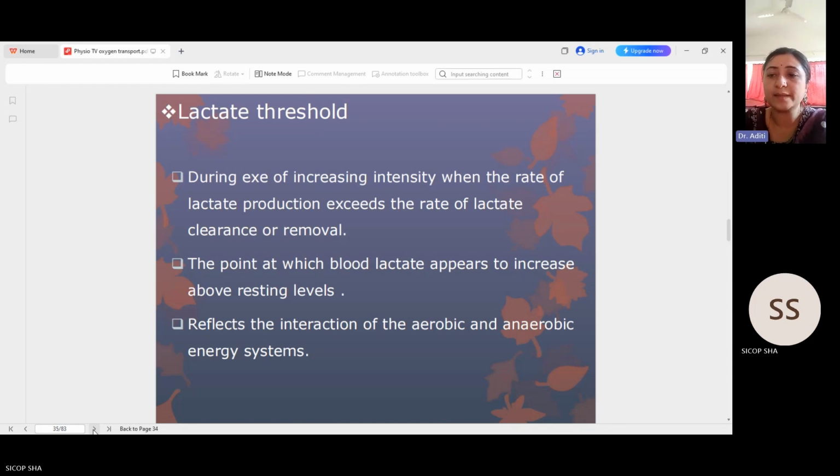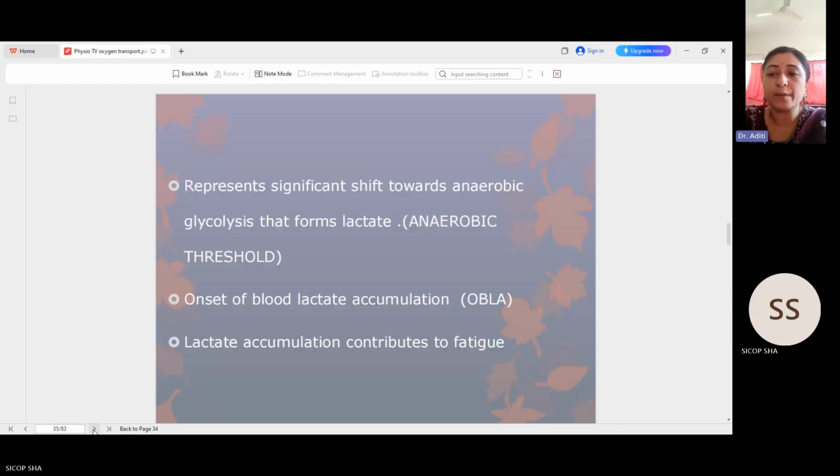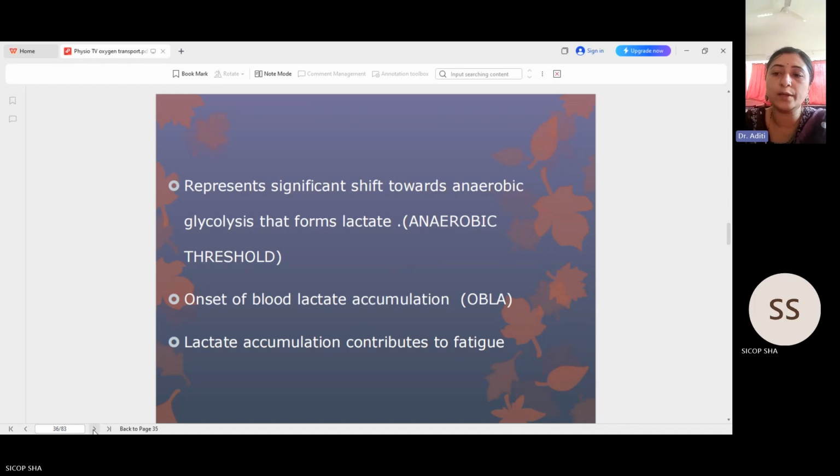Next slide. So it represents a significant shift towards the anaerobic glycolysis that forms lactate. Okay, so that is also called the anaerobic threshold.